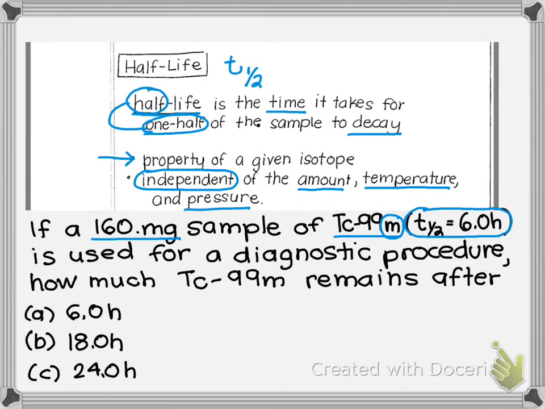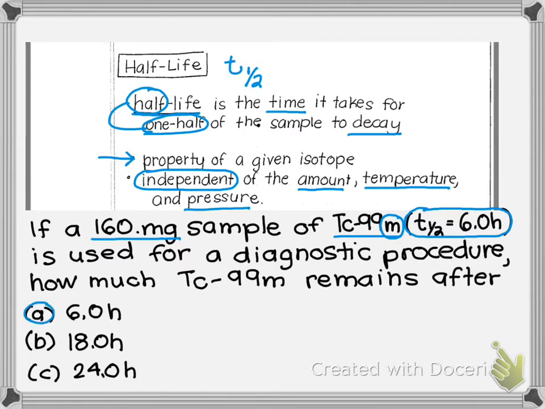In fact, potassium-40 has a half-life of 1.3 times 10 to the 9 years. And uranium-235, one of the radioactive isotopes we use in a nuclear reactor, has a half-life of 7 times 10 to the 8 years. So the length of a half-life can vary greatly. So this question goes on to say that this technetium is used for a diagnostic procedure, and then the question is, how much of this isotope remains after, and then they give us an amount of time.